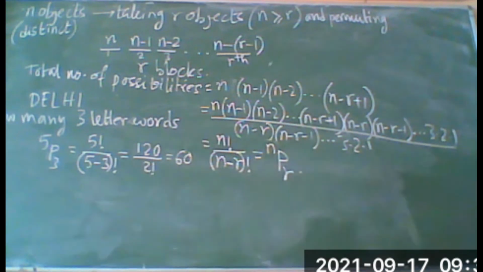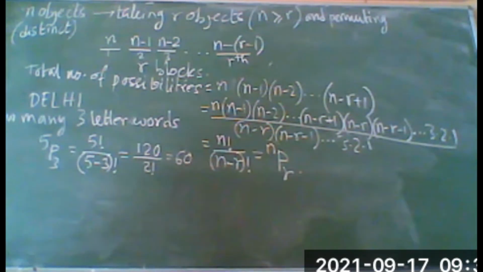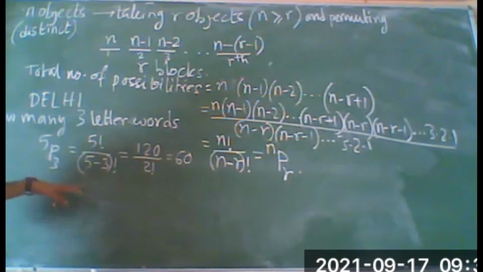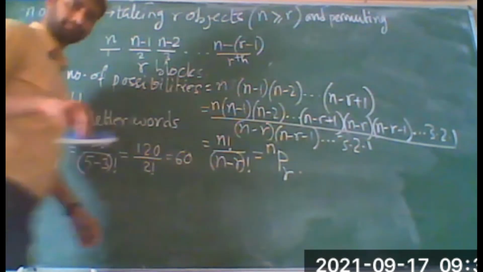Understood? If we take 5 out of 5 letters, then it will be only 5 factorial. Yes. If we are taking all the letters, 5, that means it is 5 factorial by 5 minus 5 factorial. And 5 minus 5 is 0, and 0 factorial is 1. So we are getting 5 factorial. Clear to everyone?